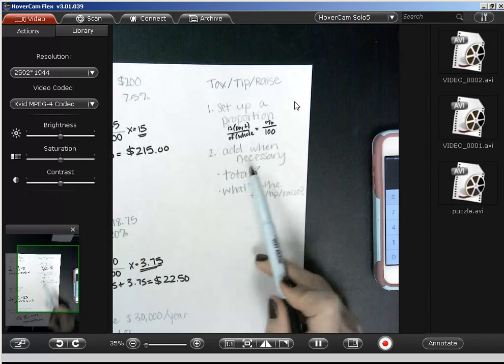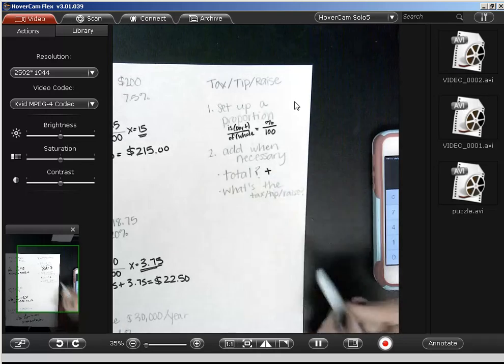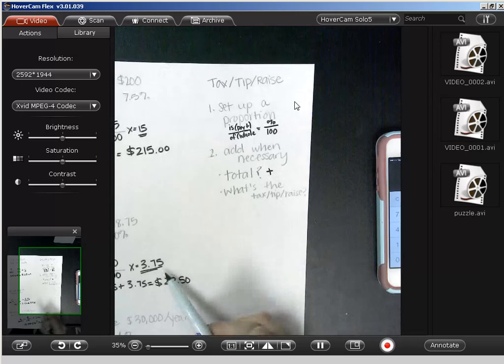So again, set up your proportion, the part over the whole, percent over 100, and then look at the question to see, do you need to add? Is it asking you for the total amount? Then you're going to add. If it's just asking you for what's the tip, tax, or raise, that's going to be the amount that you get when you solve.